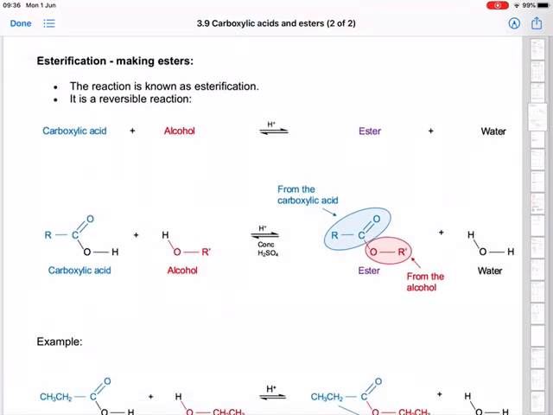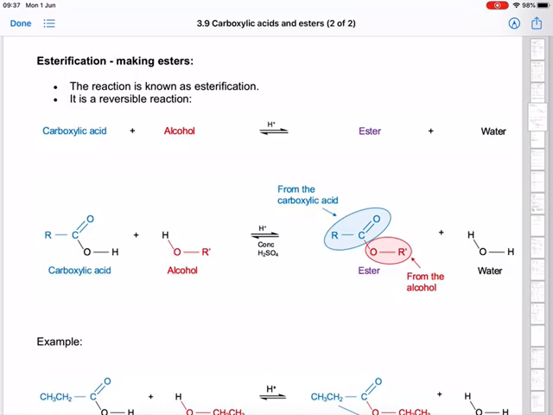Okay, the next section I wanted to go on to then is how we make the esters. Now, the esters are made from the direct combination of a carboxylic acid with an alcohol, okay? And what we get with this is water and the ester. Now, this is a reversible reaction, which means it can go back, and that's going to form part of the last 2 videos as how we go back from this.